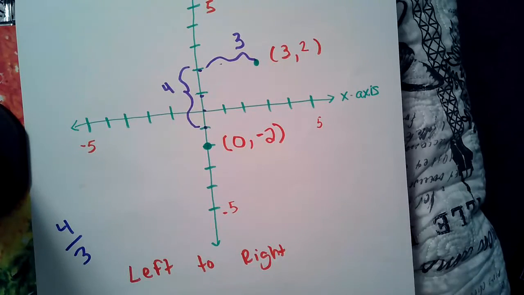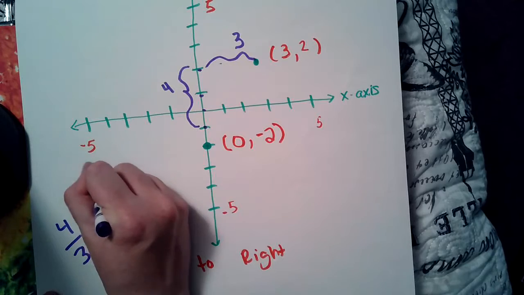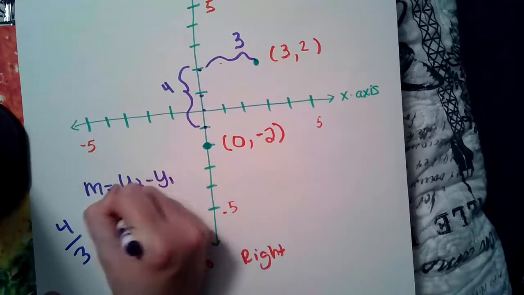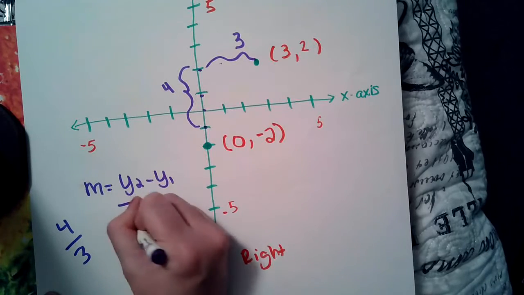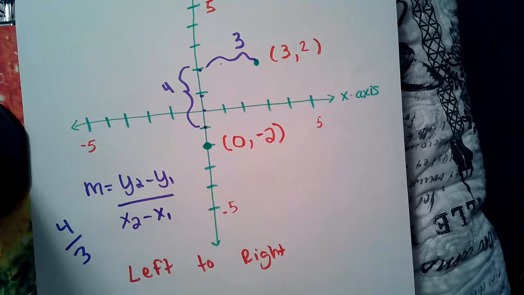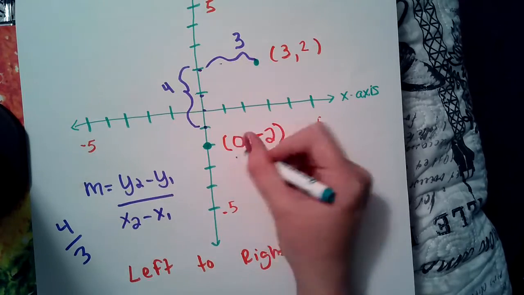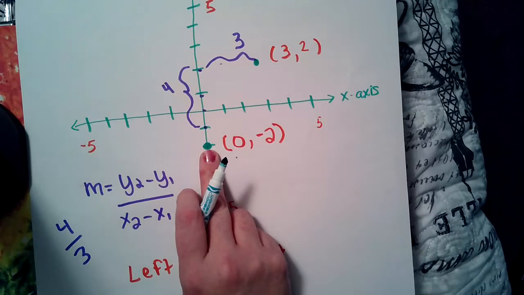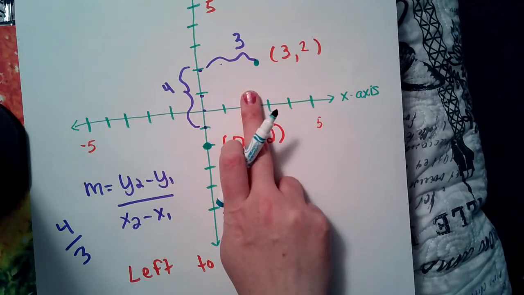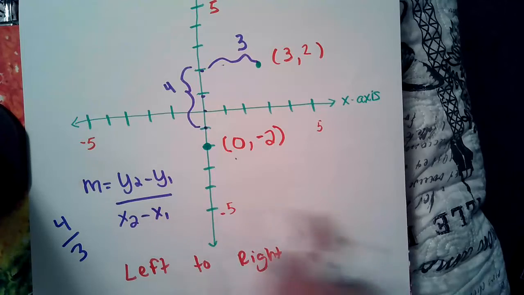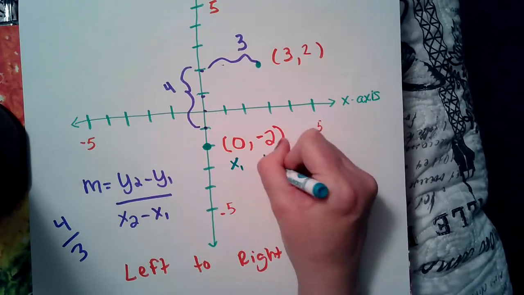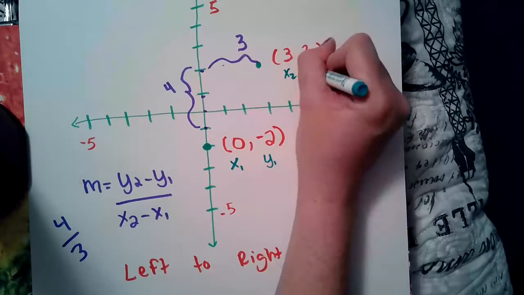I could be wrong. I don't know, but let's go ahead and try our slope formula. M equals y sub 2 minus y sub 1 over x sub 2 minus x sub 1. And I'm going to go ahead and label them here too, okay? Left to right. The first dot that I see is here, not the one that's on top, okay? Left to right. So x1, y1, x2, y2.